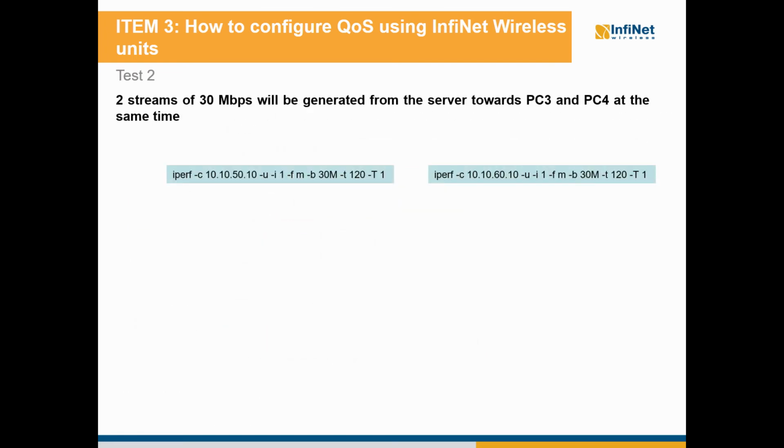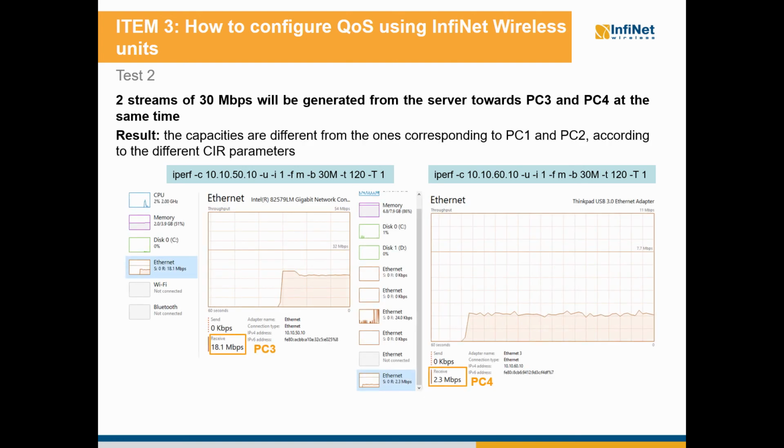For the second test, I have generated the same 30 megabits per second streams, this time from the server towards PC3 and PC4 simultaneously. You can see that the bandwidth distribution between PC3 and PC4 is different from the one of PC1 and PC2 because of the different CIR parameters.